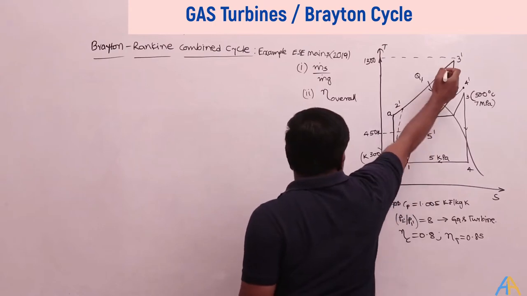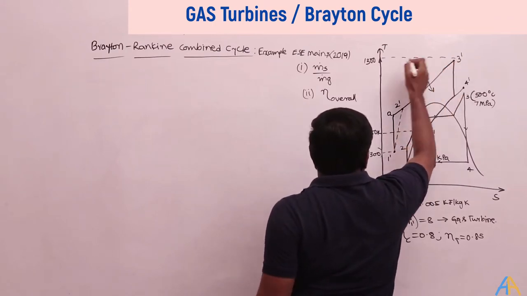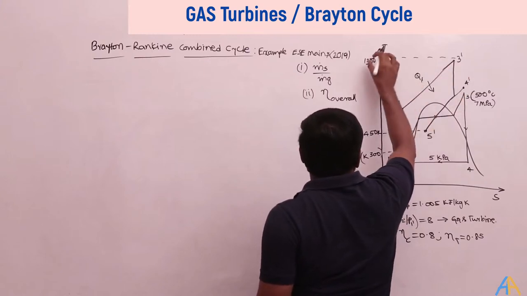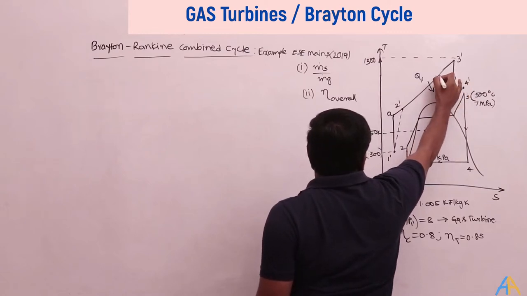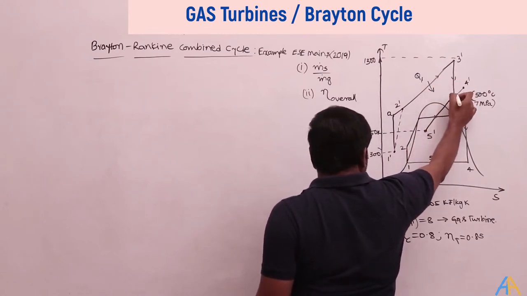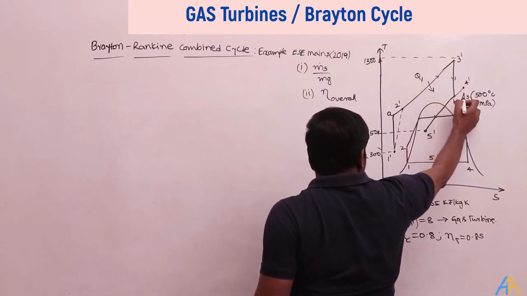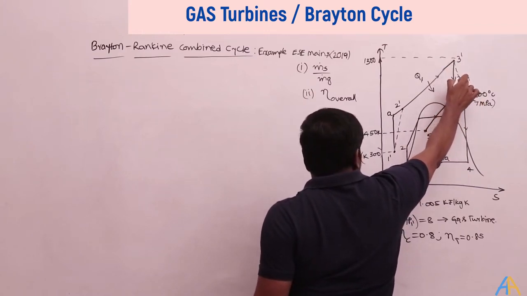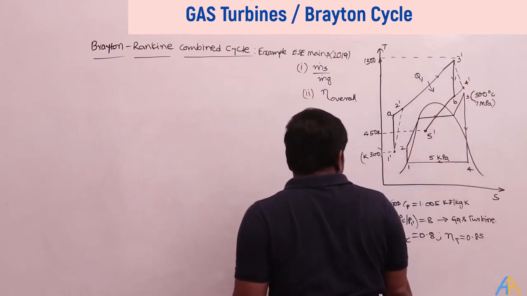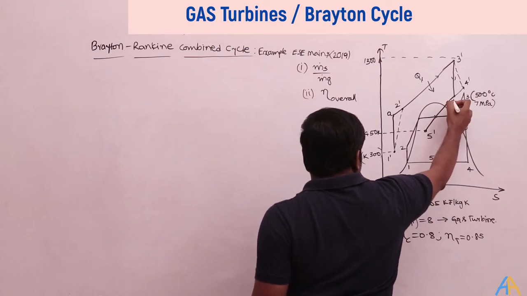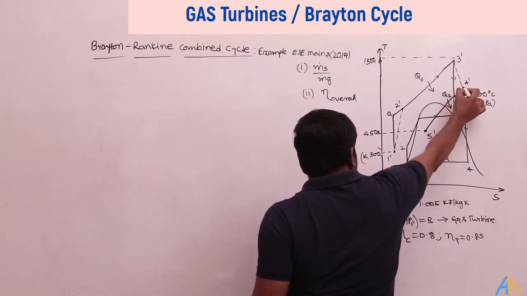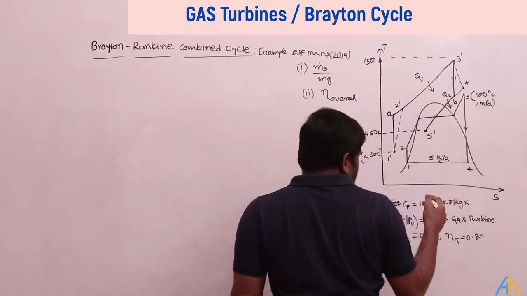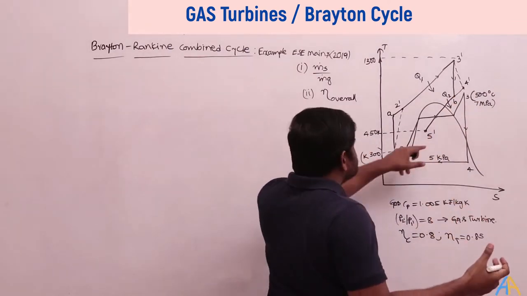So air and fuel reach position 3 dash, just before entering the gas turbine, whose temperature is 1300 Kelvin. After that it expands. After expanding, instead of the isentropic point B, they have given 4 dash, so it expands up to 4 dash. After 4 dash, Q2 is released. When the exhaust gas temperature goes from 4 dash to 5 dash, that amount of heat is given to the steam.